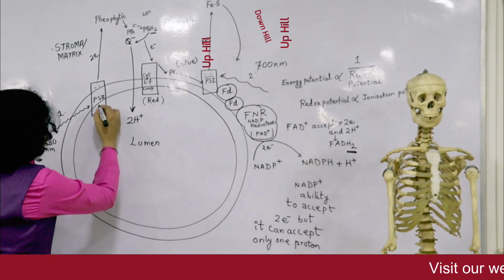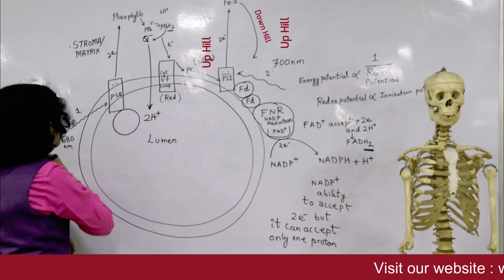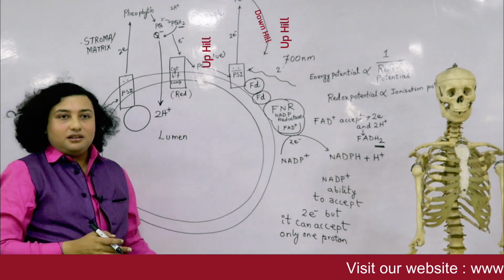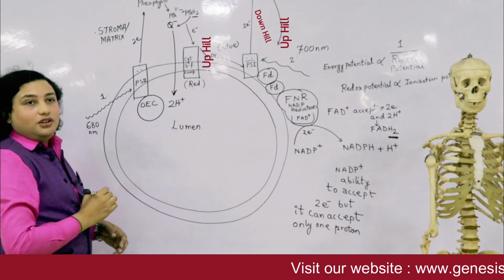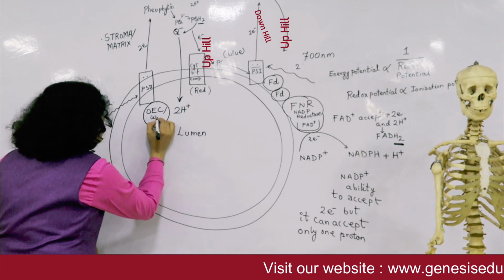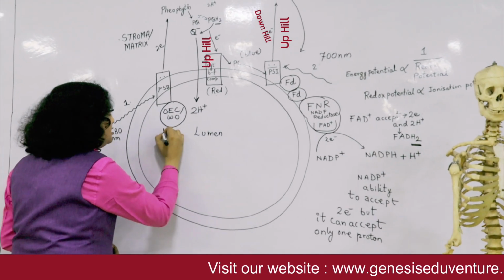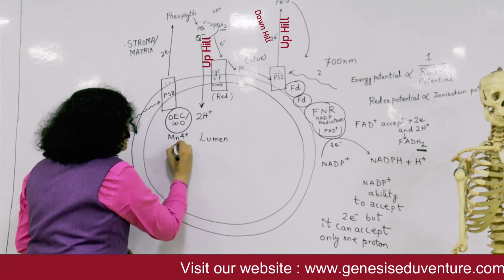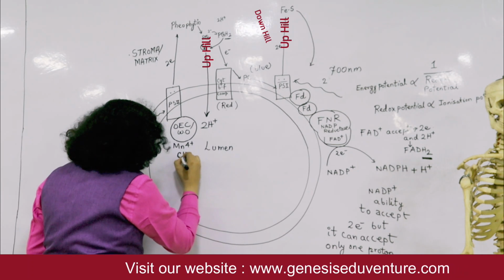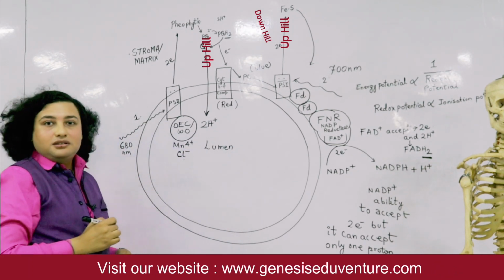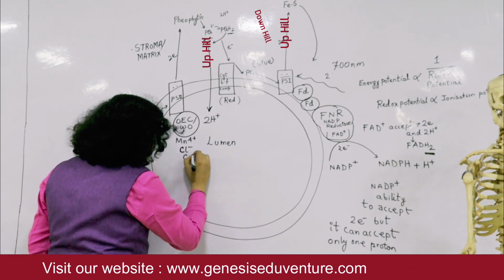Now on the inner side of the inner membrane of the thylakoid, there is presence of another multi-enzyme complex which is known as OEC, that is oxygen evolution complex, which is also known as water oxidase. And with this there is involvement of certain elements like manganese, chloride, and calcium, which are present with this particular complex.